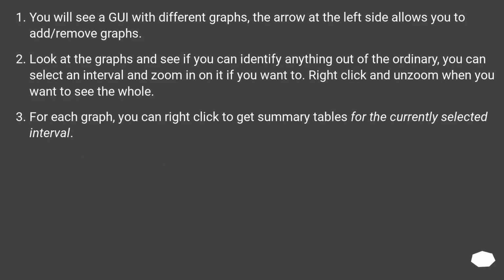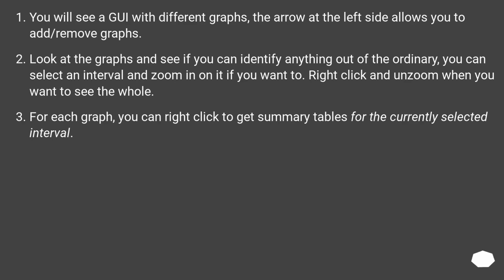You will see a GUI with different graphs. The arrow at the left side allows you to add/remove graphs. Look at the graphs and see if you can identify anything out of the ordinary. You can select an interval and zoom in on it if you want to. Right-click and unzoom when you want to see the whole.